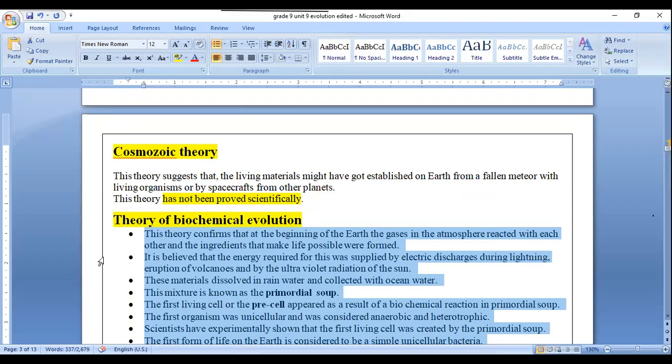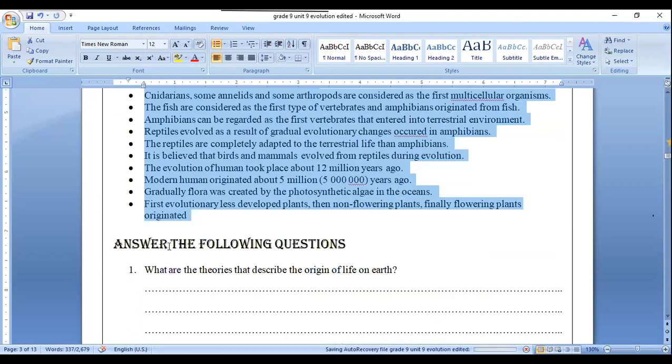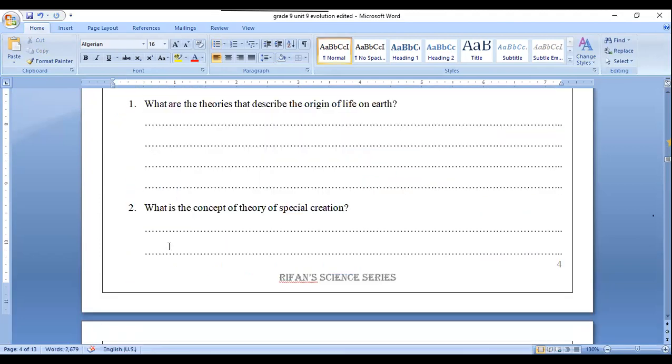So before we enter into the biochemical evolution, let's complete the other portions. What is my first question to you? What are the theories that describe the origin of life on Earth? Can you answer the four? Yes, sir. What is the approved theory? Approved theory means biochemical evolution. As I told you, it also doesn't explain how life originated on Earth.